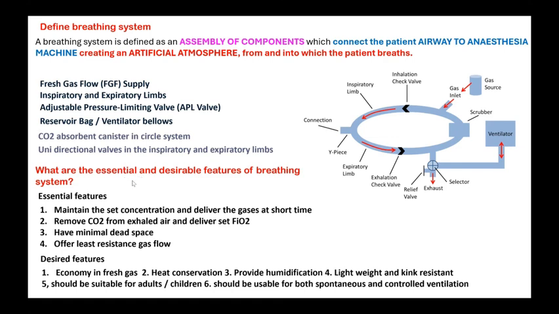And the desirable features of a breathing circuit and the essential features. So both of them are there. What are the essentials you have? The system should be in such a way that it is able to deliver the set concentration within the shortest possible time. The travel time of the gases should not be too long.